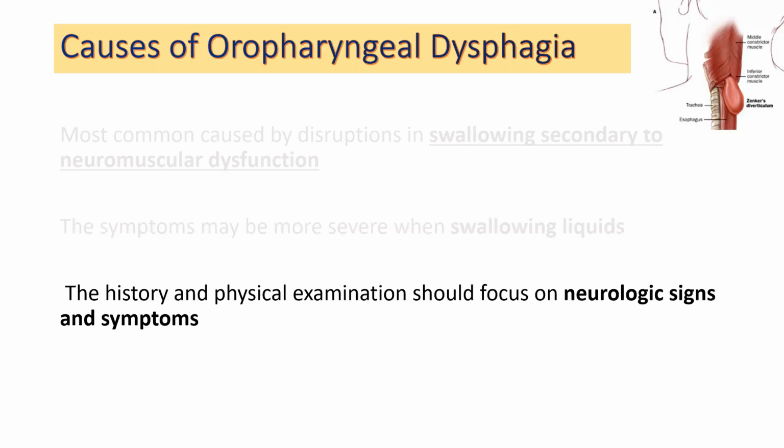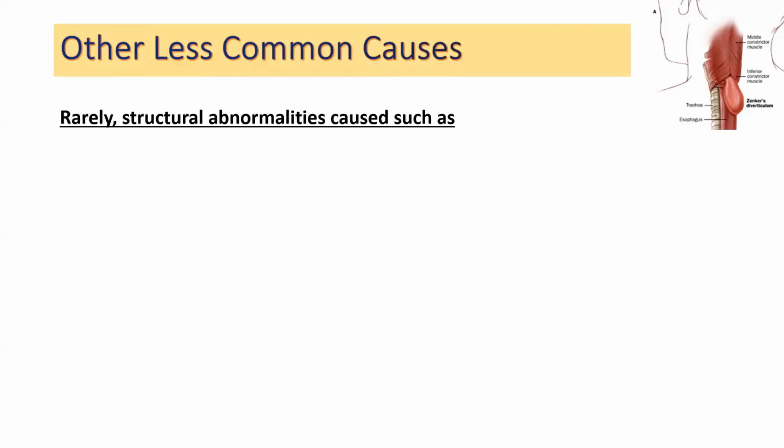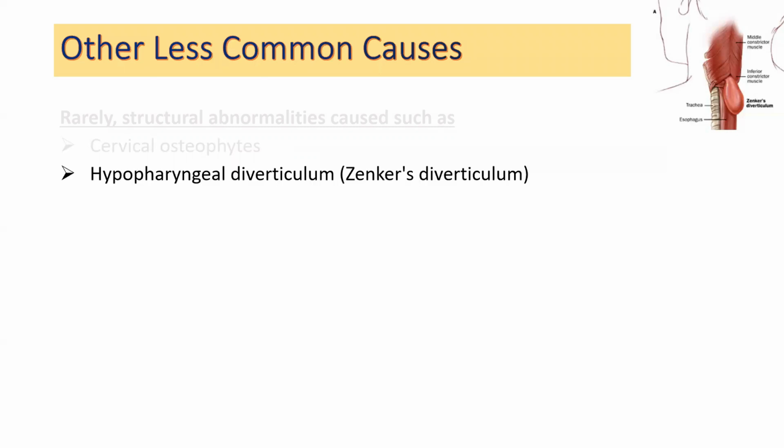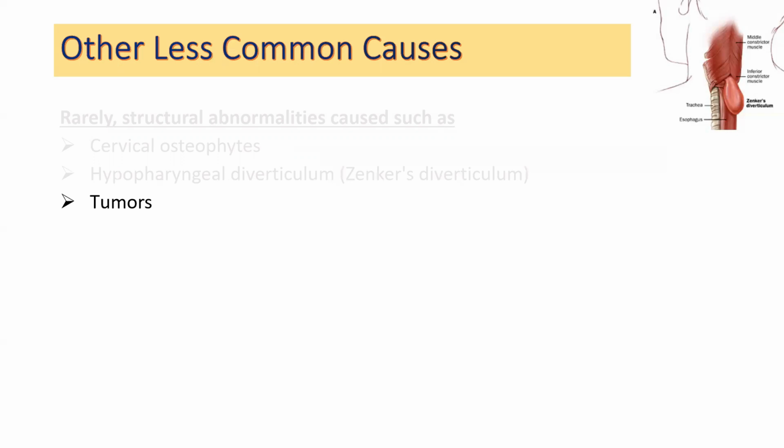For the approach to oropharyngeal dysphagia, we must ask questions about neurological signs and symptoms, for example, if the patient has a past or present history of Parkinson's disease, myasthenia gravis, or the like. In this slide, there are some causes that are not as common. Rarely we see structural abnormalities, for example, cervical osteophytes, where we see bony tissue in the pharynx, and the Zenker diverticulum, which is a hypopharyngeal diverticulum, a bulging in the hypopharynx. Some tumors, like cervical tumors, if they arise in the bones, may enter into the esophagus.